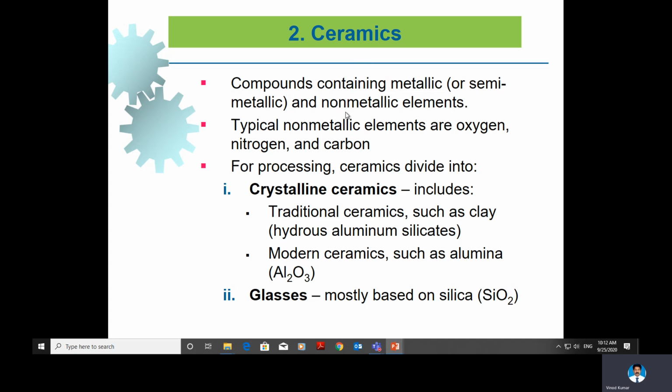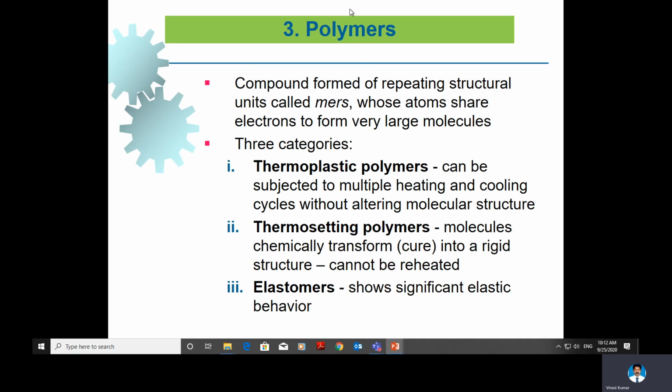Generally, ceramics are applied whenever we require very high temperatures. It is highly heat resistant. Polymers. These are made of structural units called mers. Atoms share electrons to form very large molecules. Thermoplastic polymers can be subjected to multiple heatings without changing their structure. Thermosetting polymers chemically transform into a rigid structure, which means they cannot be reheated. Elastomers show significant elastic behavior. Many plastic compounds we use in our day-to-day life are lightweight, and their strength is also good. So these are called polymers.